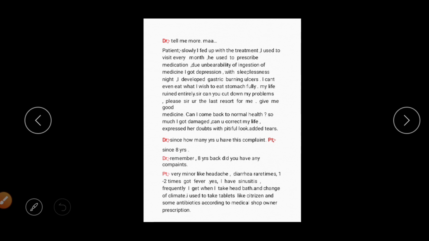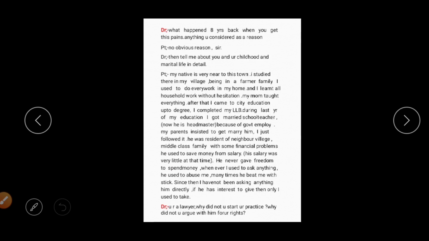Frequently I get it when I take a head bath and with change of climate. I used to take tablets like cetirizine and some antibiotics according to the medical shop owner's prescription. Every time my husband brings the tablets from the medical shop.